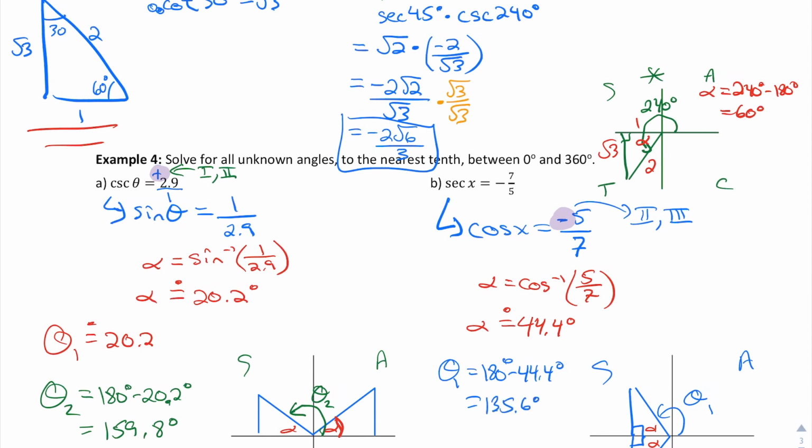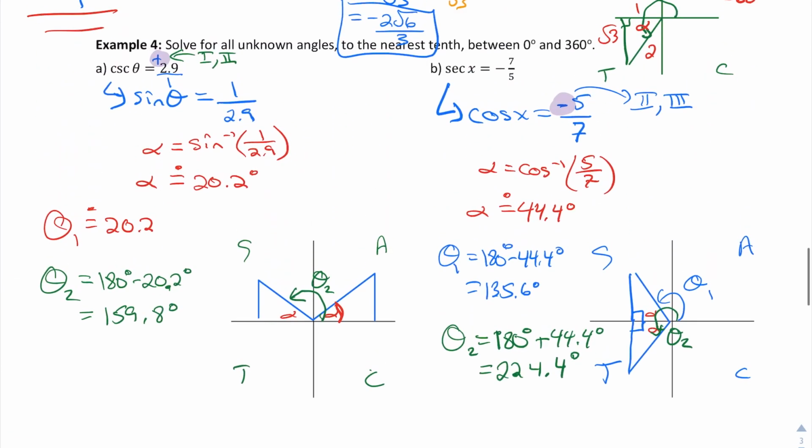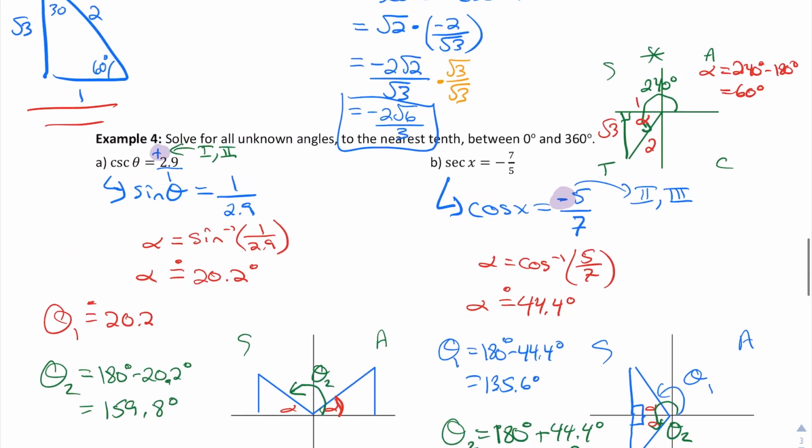So that becomes 135.6. And then the second one, you can try this yourself, theta 2 equals 180 plus that primary or related acute angle. So I end up with 224.4. And there's my two answers. Okay, so that's the sum of it.